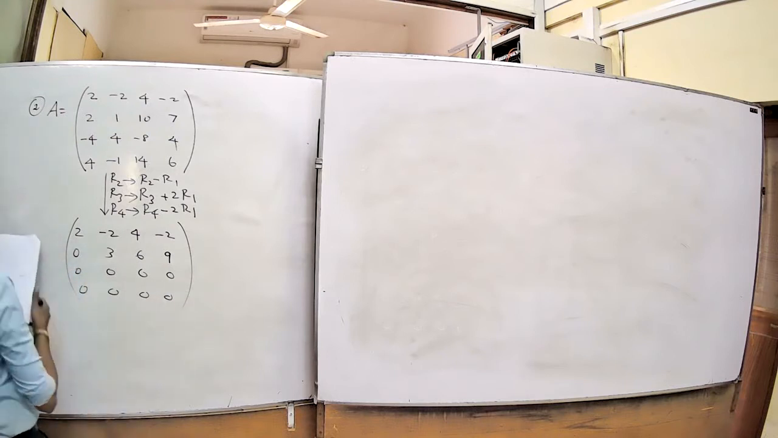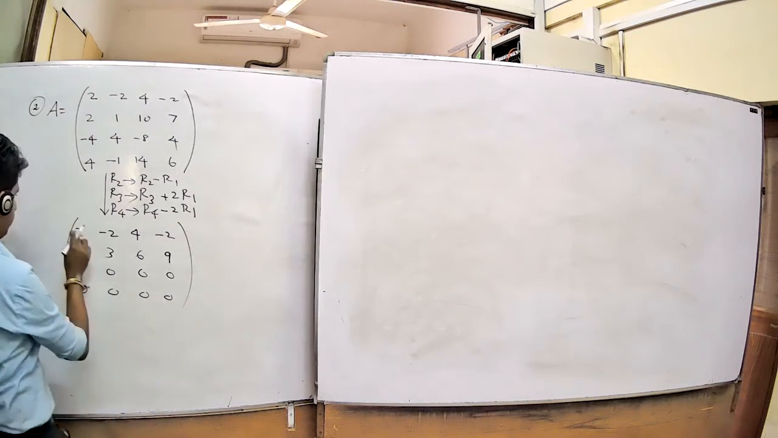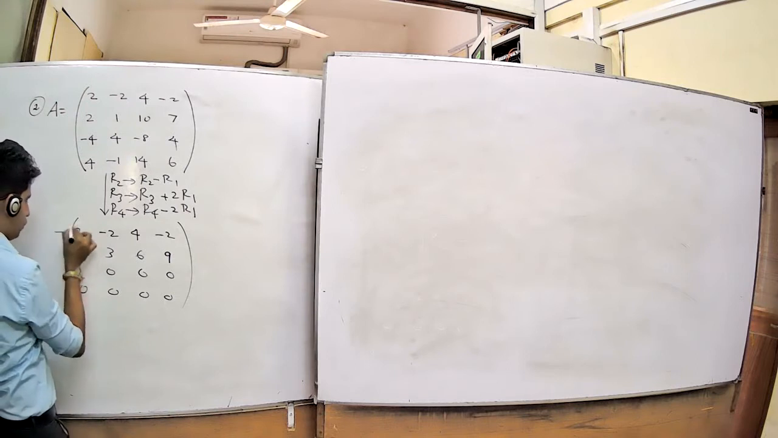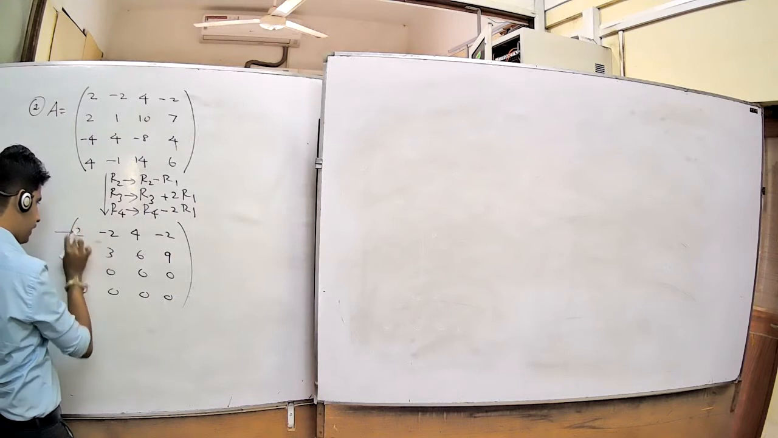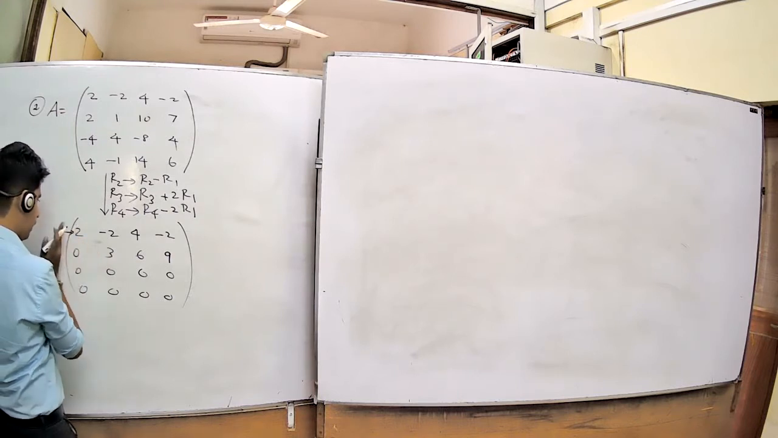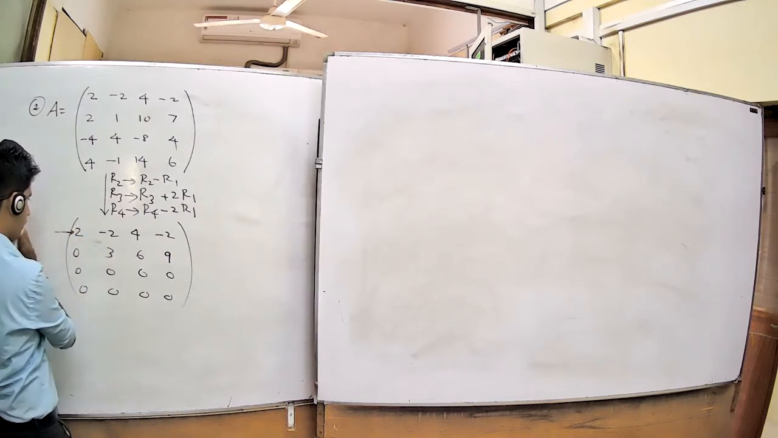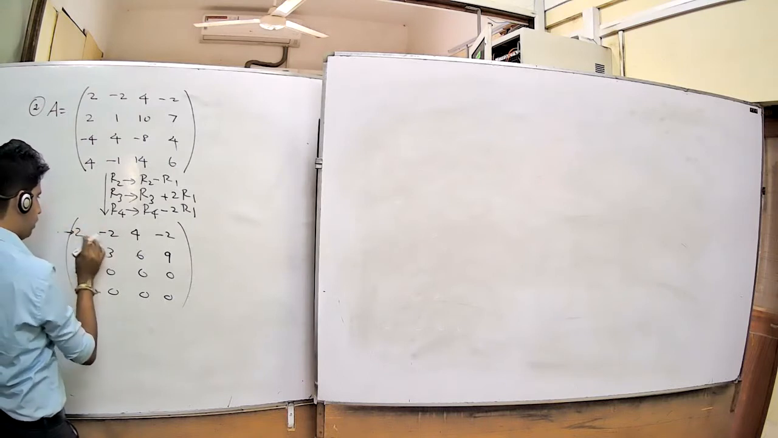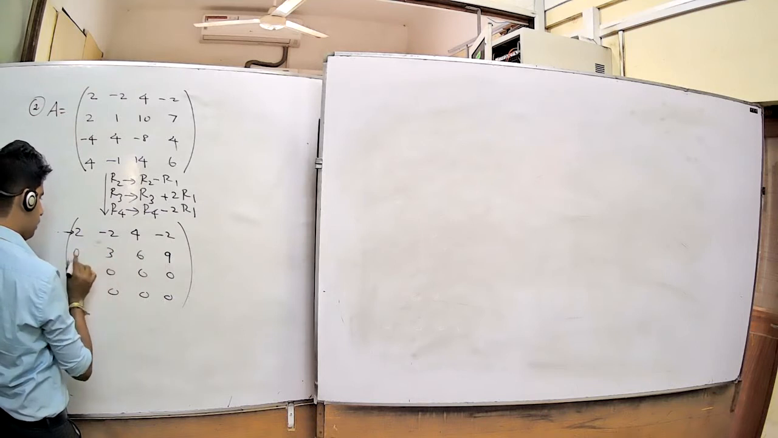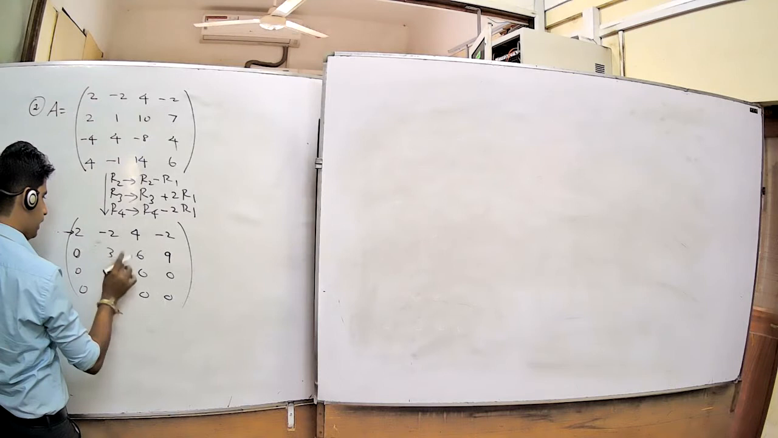Now you check the first row, first column, this entry. This is your leading entry, the first non-zero entry. Therefore first row is done. For the second row, here is 0 entry, here is a non-zero entry, this one. Therefore this is your leading entry.